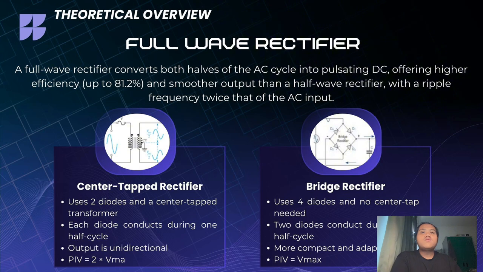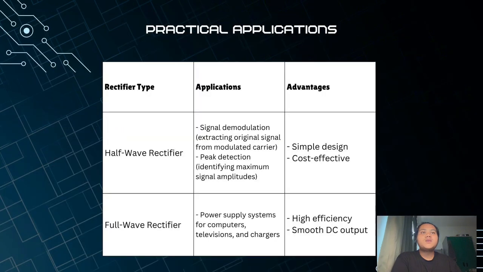The second of the two main types is the bridge rectifier. It uses four diodes, no center tap needed. Two diodes conduct during each half cycle, more compact and adaptable. PIV equals Vmax.